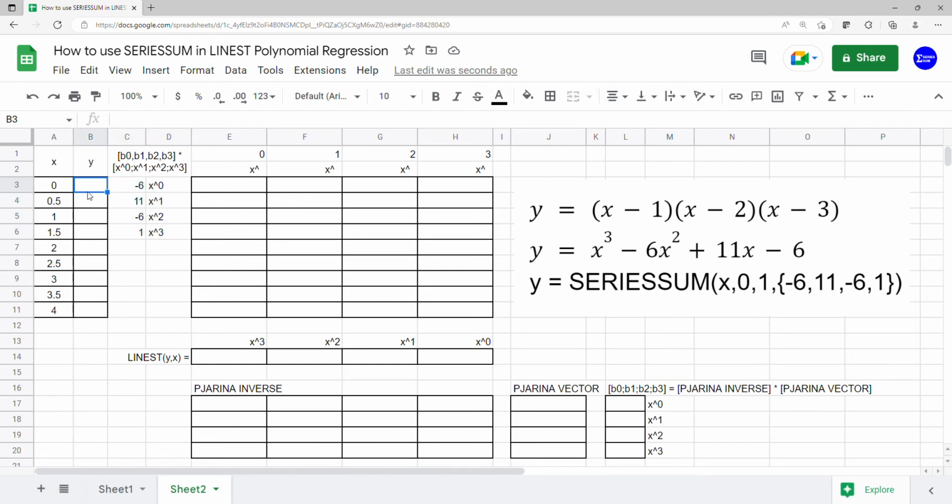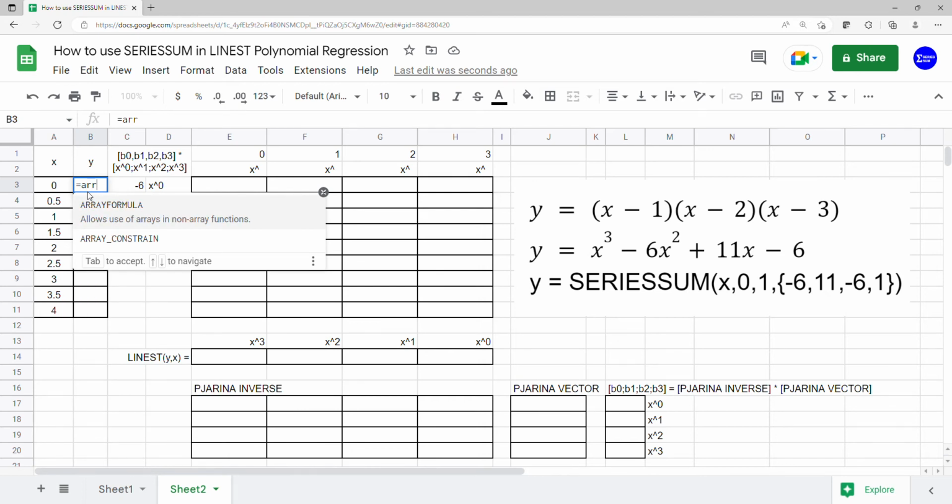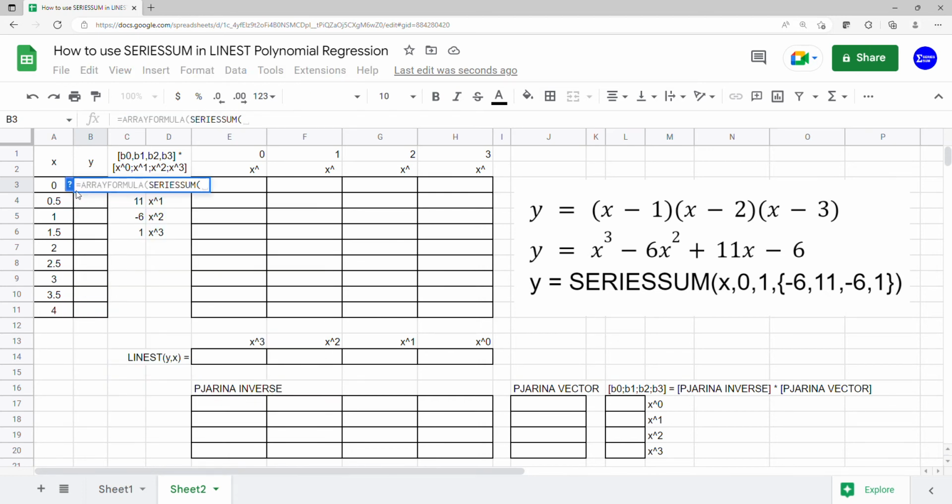Now we can use the SERIESSUM. So array formula: SERIESSUM of the x values raised to the power starting from 0, incremented by 1. And the coefficient will be this range, from negative 6, 11, negative 6, 1. And we'll chart this.